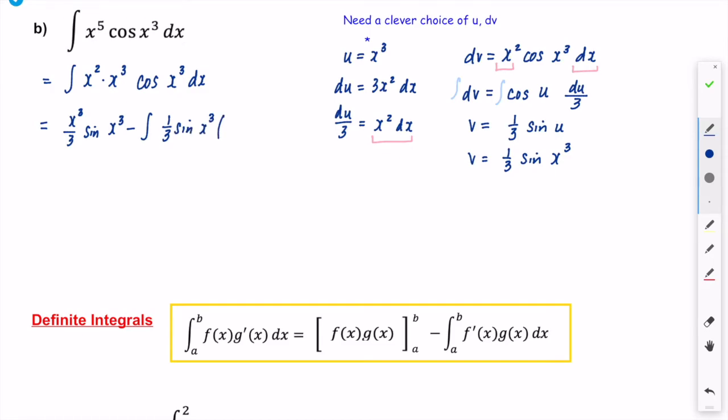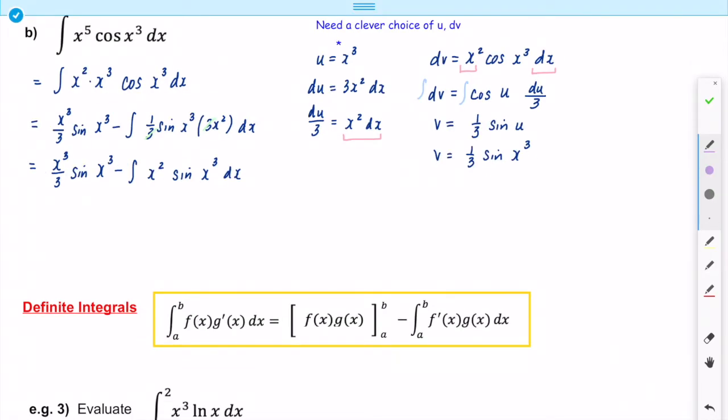Okay, so I'm going to do this. Simplify the 3's here. You can cross that out. Let's write this out and see what we have. Minus the integral of x squared times sine x cubed dx. Do you notice any similarities between what you wrote down and what you have done on the side?